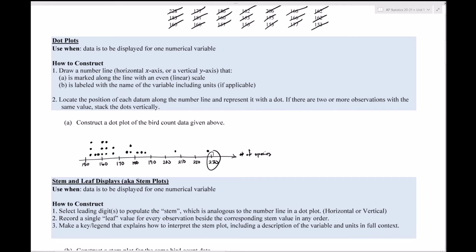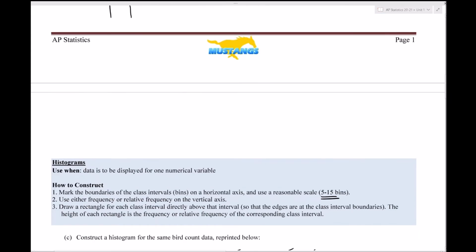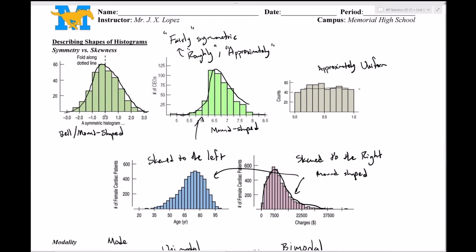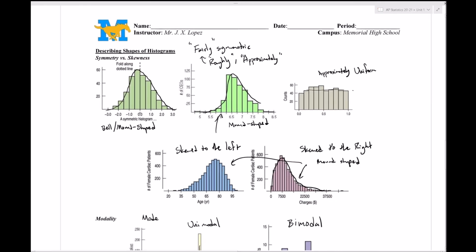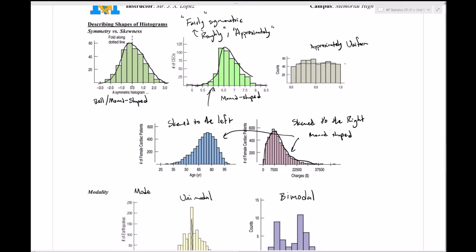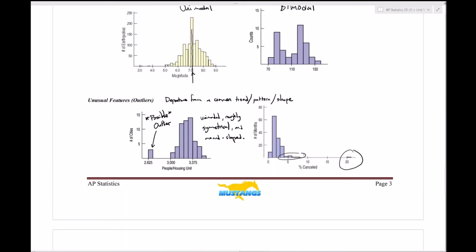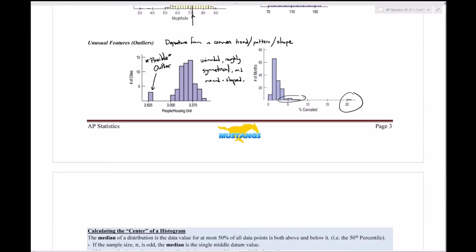So we practiced with the same data set how to draw a dot plot, a stem and leaf display, and a histogram. We also talked about how to describe the shape of a univariate numerical data set given a display, and here we practiced with histograms. But we could also do that for dot plots and for stem and leaf displays. We can also do that later on with box and whisker displays. That's going to be another topic altogether that we're going to cover in the second week of class.